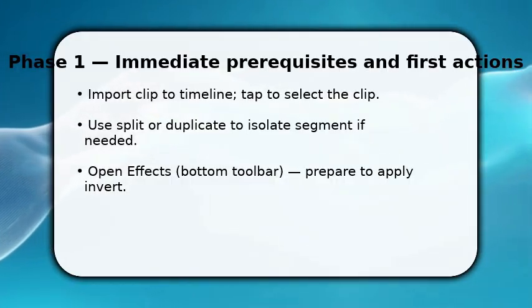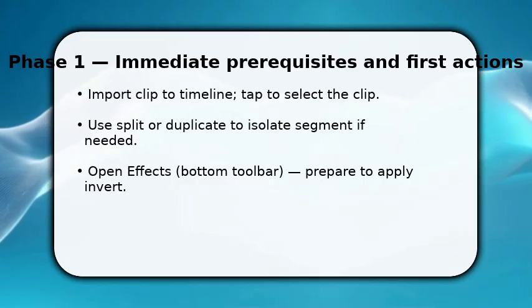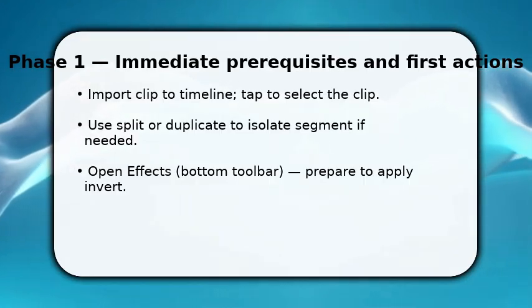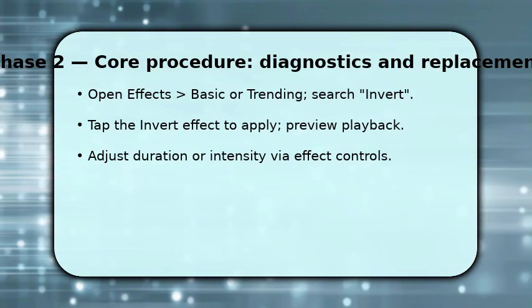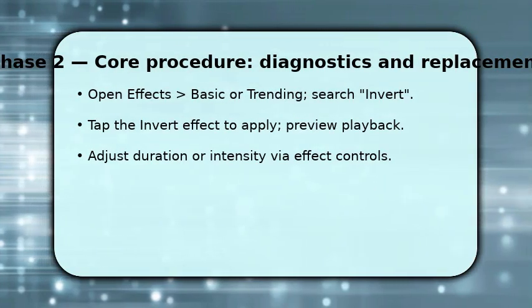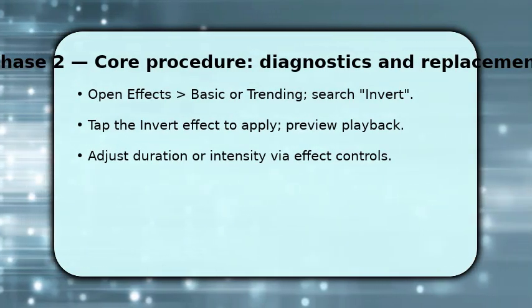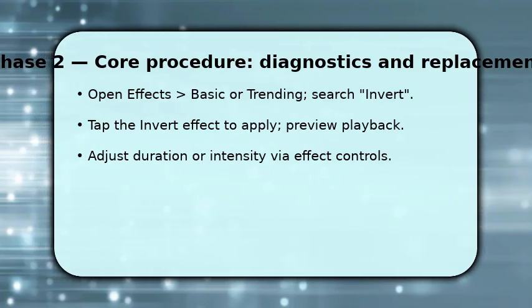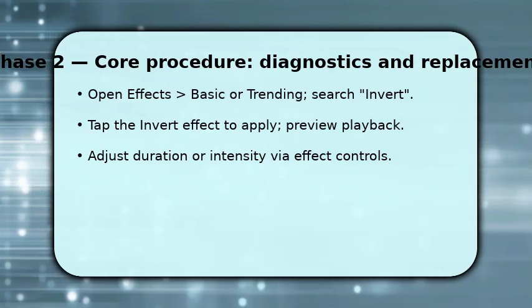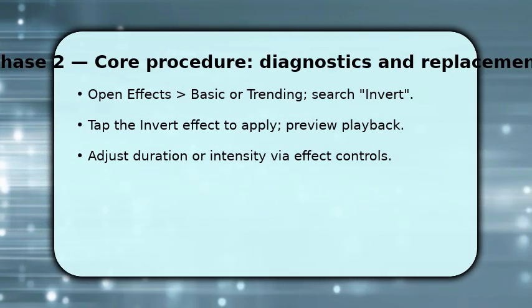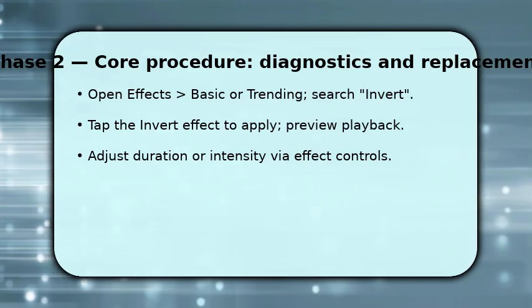Tap Effects now. You want to apply a full-frame effect, not a manual color adjustment layer, so the app processes each pixel correctly. You should open Effects, then navigate to Basic or use Search to find Invert. This is the effect that flips RGB values automatically. Once you tap Invert, preview playback to verify the visual flip. You'll see highlights become dark and colors swap.